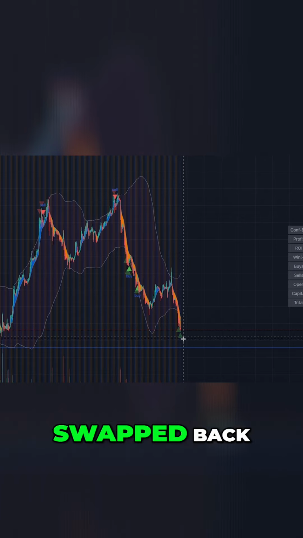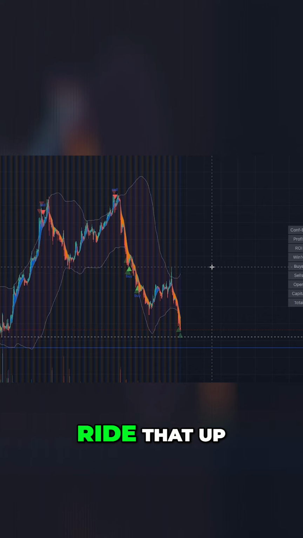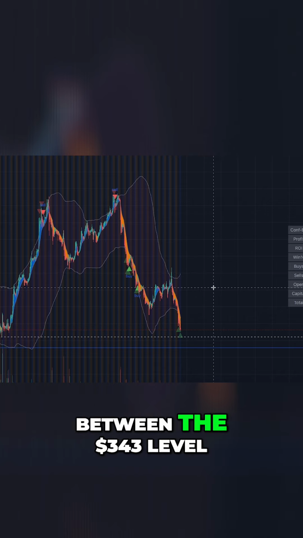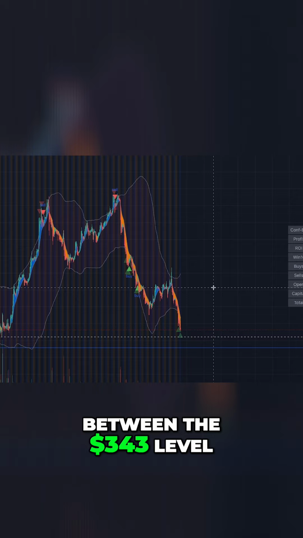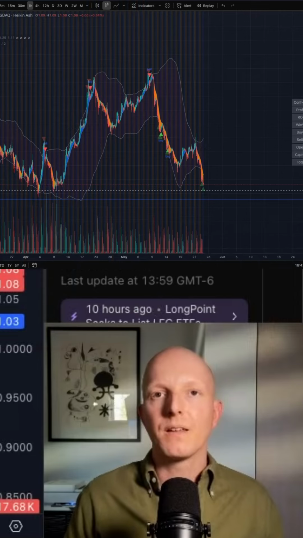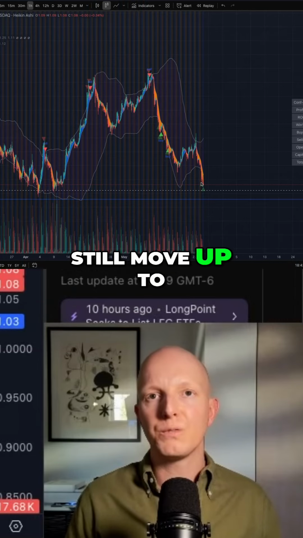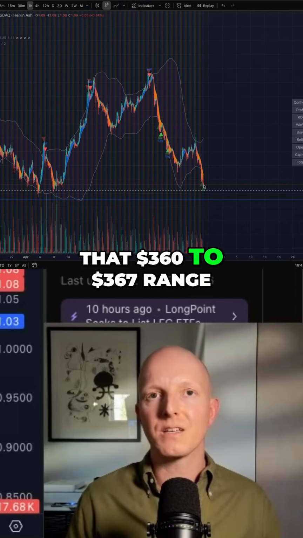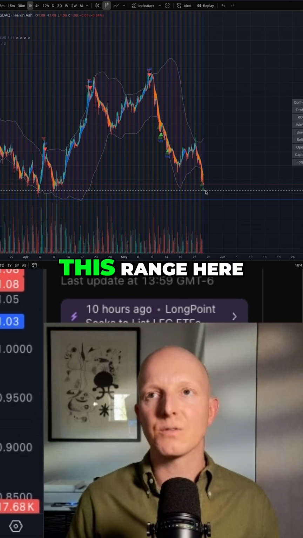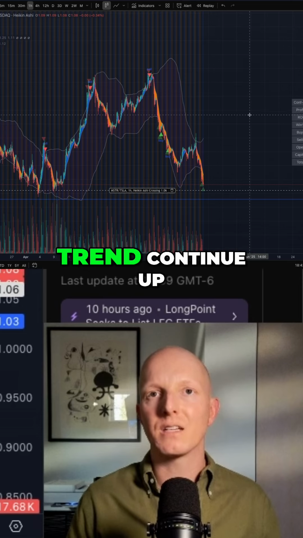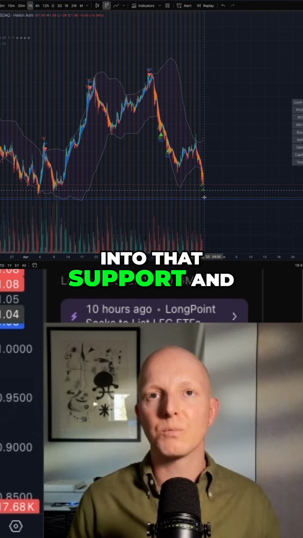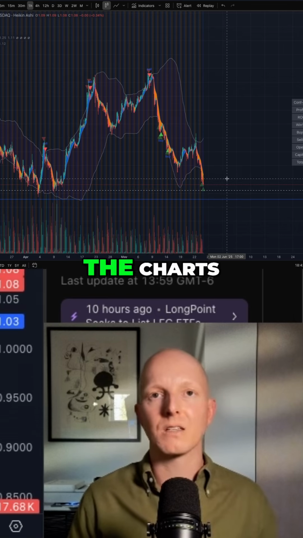And if you haven't swapped back, you can continue to ride up. MicroStrategy has a lot of support right now between the $343 level to where it closed out today at like $370. And then Tesla could still move up to that $360 to $367 range, but that's what could push us down into this range here and then have the trend continue up, because MicroStrategy is into that resistance. And I'll look more into that support and resistance and daily RSI once we get into the charts.